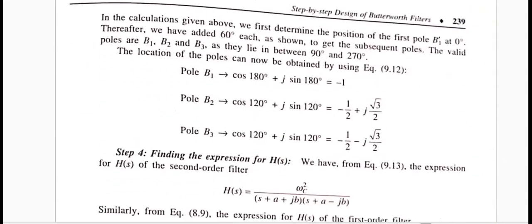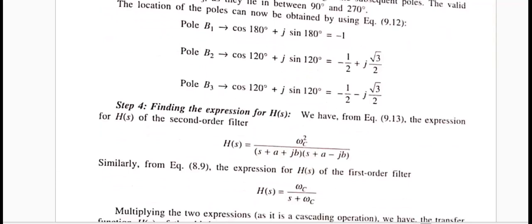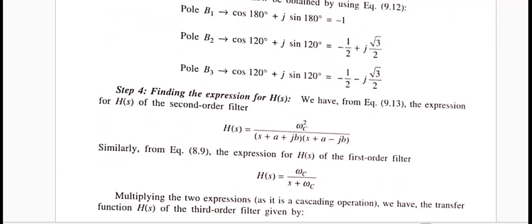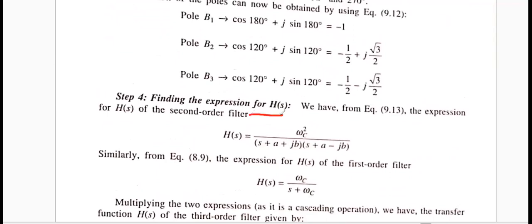This is pretty simple by using the equation with the angle. So 120 and 120 plus minus. Okay, so we can find those three values very easily. Okay, and now whenever we have found that, this is a very important portion. Now finding the expression for H(s).